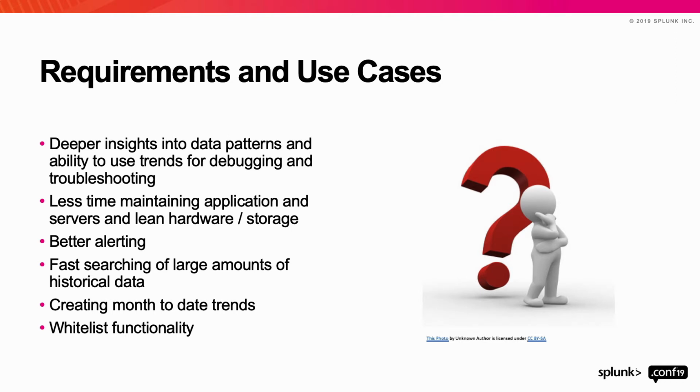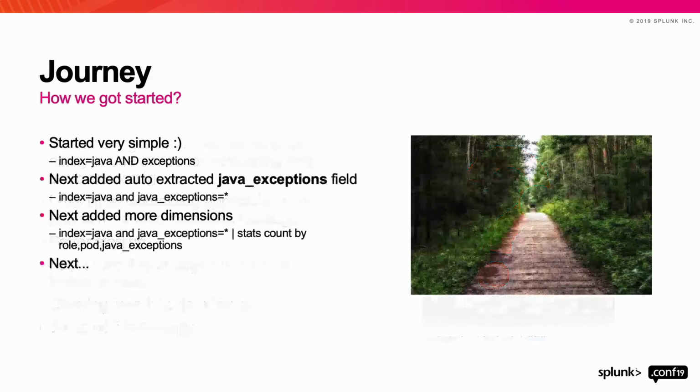Last thing is we wanted whitelist functionality. In other words, having the most current, most fatal error bubble up to the top so that the ops team would be able to see that there was a problem right away. So I'm going to pass this off to PJ, and he's going to go through the journey and how we built the tool.